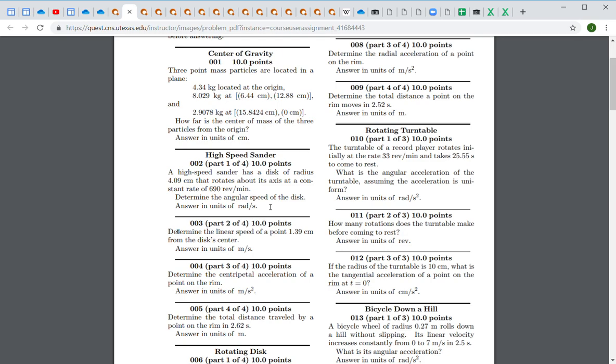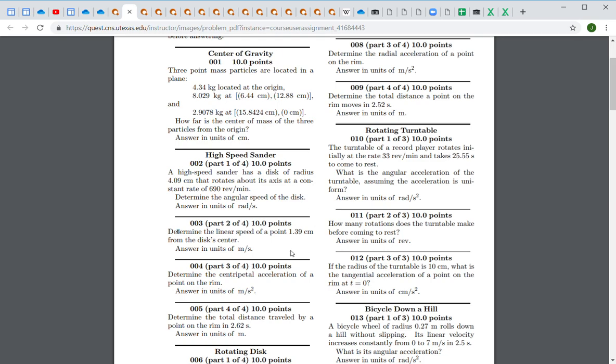Part 2. Determine the linear speed of a point 1.39 centimeters from the disk's center. For this, we use the conversion between linear and angular speeds. And the relationship is v equals r omega. The r we want to use here is the distance of that point from the center. You don't want to use the radius of the disk, which is bigger in this case. So v equals r omega. We just found omega above in radians per second.